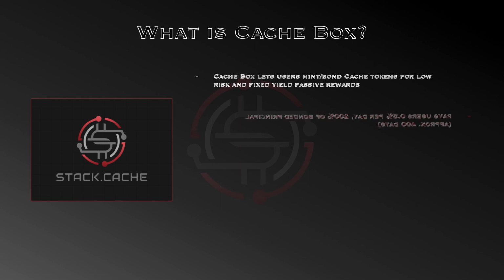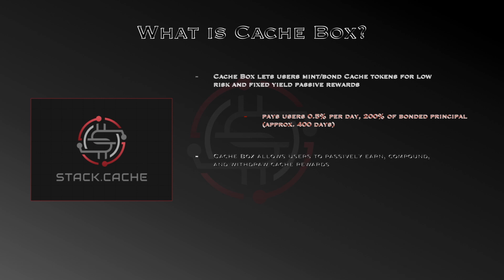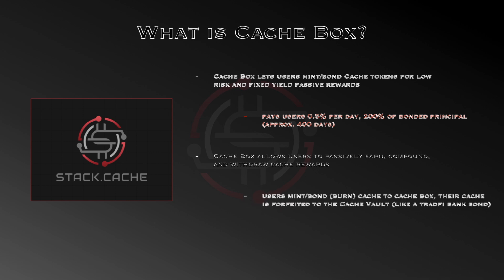passive rewards. It pays users 0.5% per day for up to 200% of their bonded principal amount. It allows users to passively earn cash rewards, compound, and withdraw said rewards. So once a user mints or bonds cash tokens into Cashbox, just like a bond at a traditional bank, they won't have access to those funds.